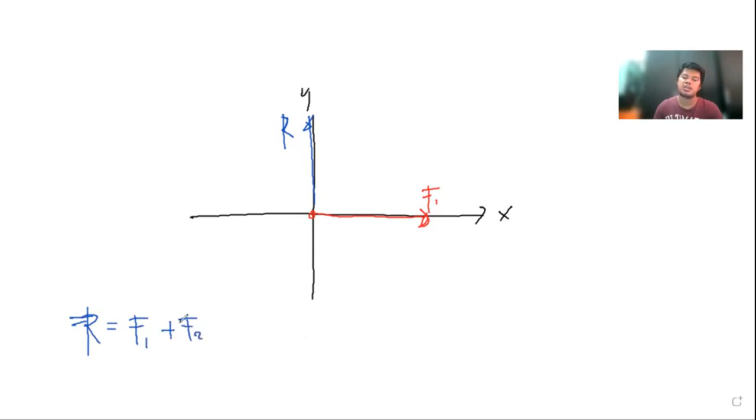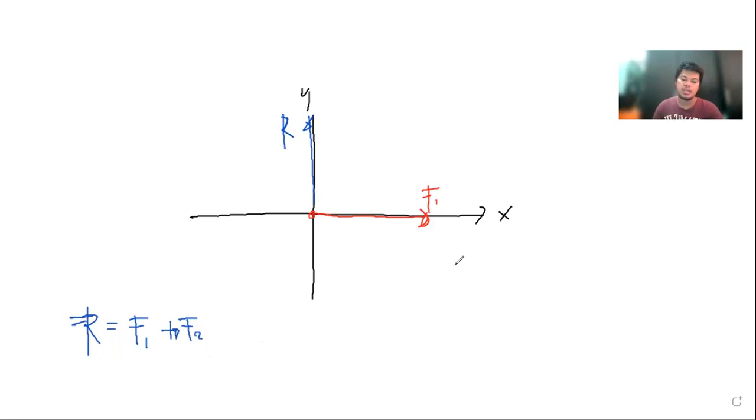Take note, this is vectorial addition, because we cannot add directly two forces which are located in different directions. We add them vectorially, meaning we have to consider the direction also.